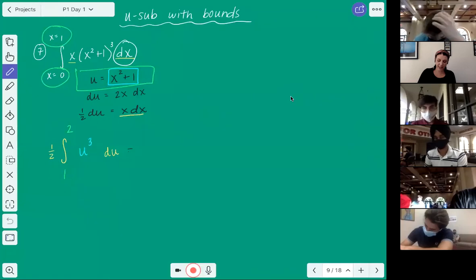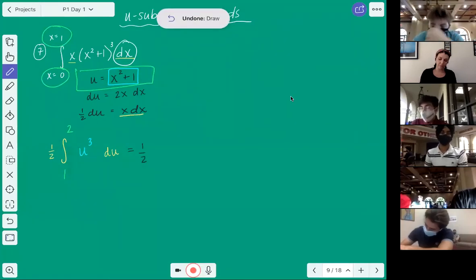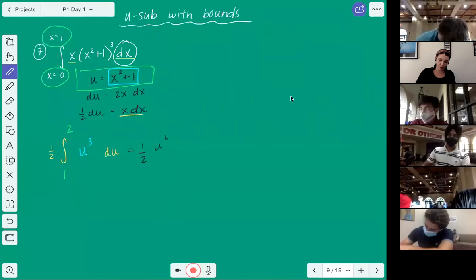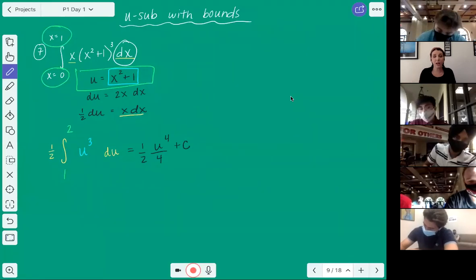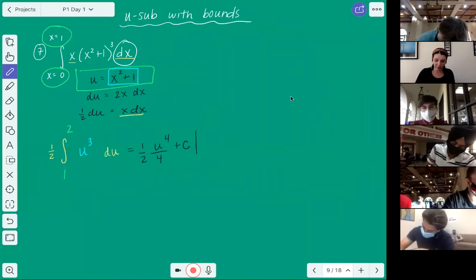Okay, so now I'm going to take the antiderivative. I'm going to take that 1/2 along for the ride. I'm going to get U to the 4th over 4 plus C. Now, since it's bounded, you guys remember the C is going to cancel out. So it's actually okay if you forget the C when there are numbers on your integral, because the C is going to cancel out every time. I just like to write it so we get in the habit and don't forget. And now we're evaluating this from 1 to 2.